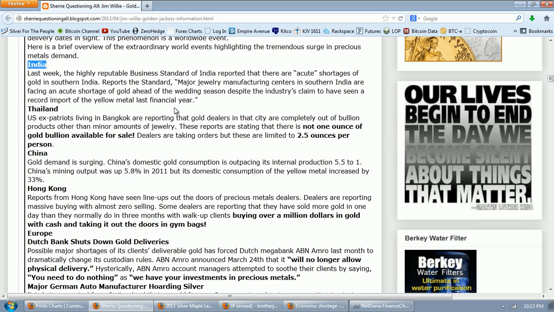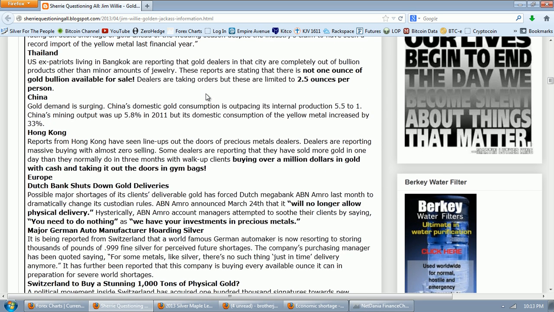India. I've already covered that story. Last week, the highly reputable Business Standard of India reported that there are acute shortages of gold in southern India. Major jewelry manufacturer centers in southern India are facing an acute shortage of gold ahead of the wedding season. Thailand. U.S. expatriates living in Bangkok are reporting that gold dealers in that city are completely out of bullion products other than minor amounts of jewelry. These reports are stating that there is not 1 ounce of gold bullion available for sale. Dealers are taking orders, but these are limited to 2.5 ounces per person.